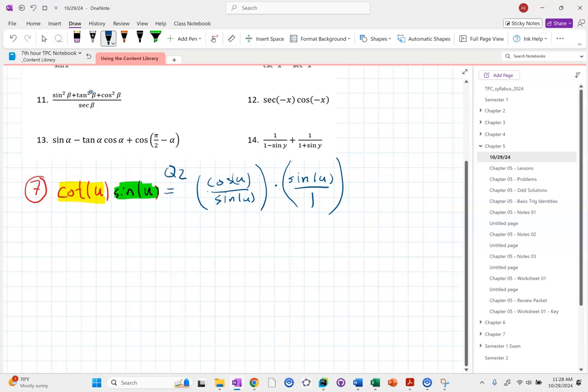And I'll write the sine u as sine u over 1, because if I have two fractions multiplied together, that makes more sense than just leaving it as times sine u. Less likely I will do something silly if I write it as a fraction, right?